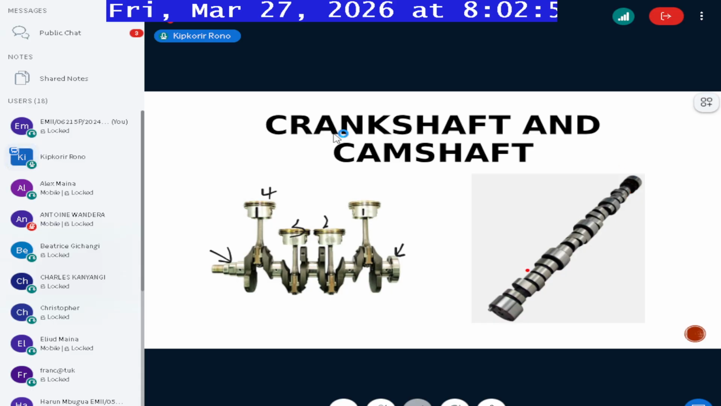Now the camshaft looks like this. You can see the camshaft has different cams facing different directions. The whole of it is a camshaft, that is a shaft, and these are the cams. If we had a chance of meeting physically, I could show you the arrangement of these cams. You can see this one is facing one direction, another one is facing another direction. That offset in the positioning of the cams is simply to effect the opening and closing of the intake and exhaust valves alternately.